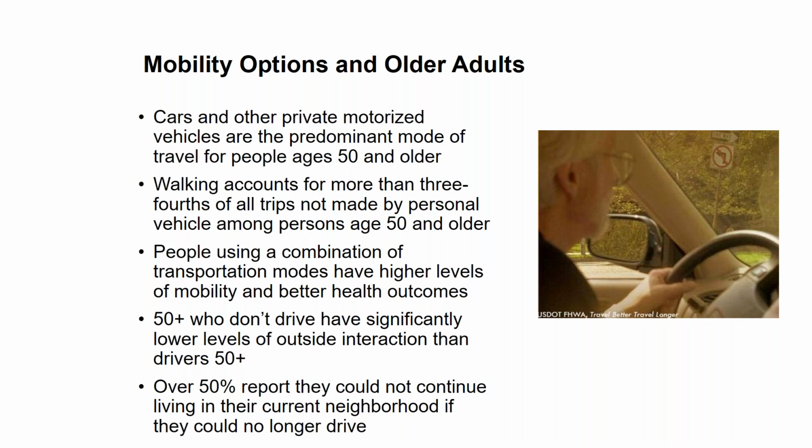Just in terms of background, to go over this really quickly, one of the things that AARP has found through our work over the years on this issue is that mobility obviously is very important for older adults to continue to thrive in their communities, but people do rely largely on cars and private motorized vehicles for transportation. And for those people who don't use their vehicles, three-quarters of their trips are actually walking trips. People who use different modes of transportation are better off, both in terms of health outcomes and in terms of their engagement in community.